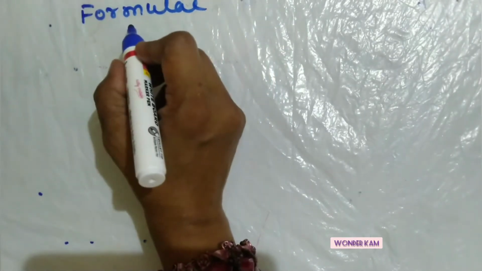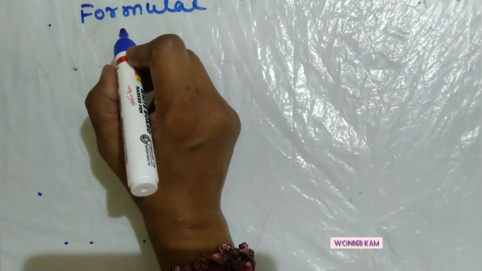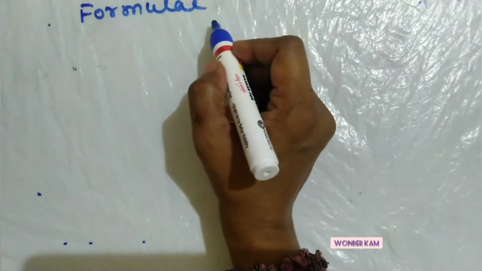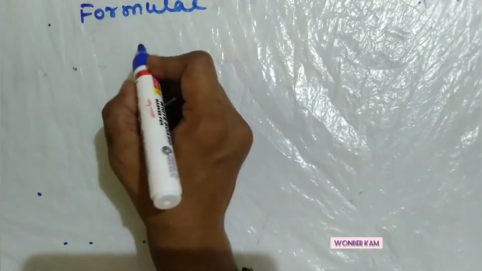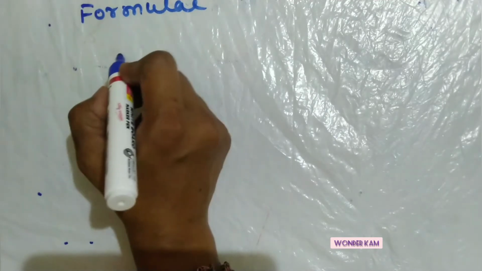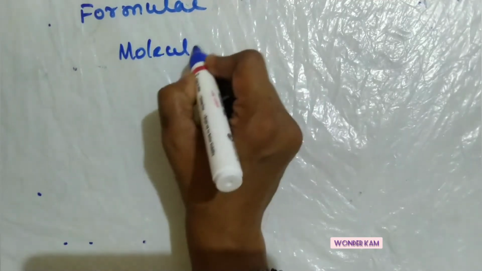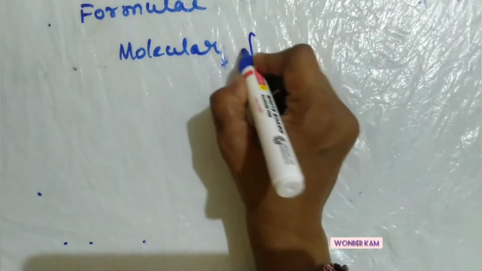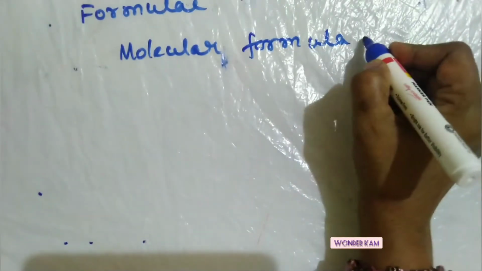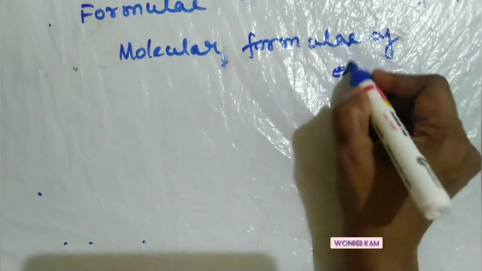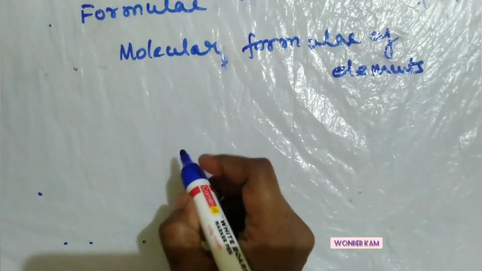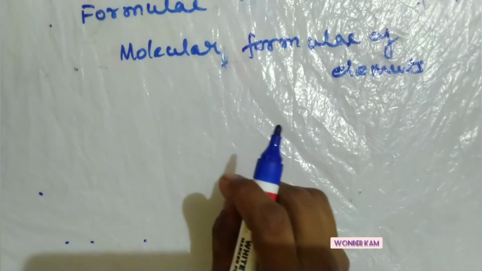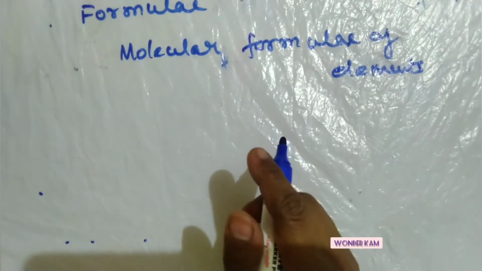Last class I told you about formula and symbol. So formula, you know, is the symbolic representation of a compound. Do you know about the molecular formula of an element? Molecules, you know, for compounds, but molecular formula of elements. Now I'll give some information about the molecular formula of an element.